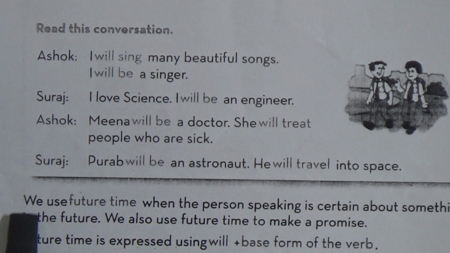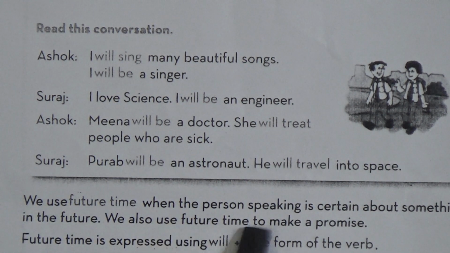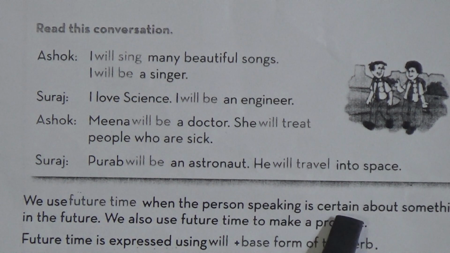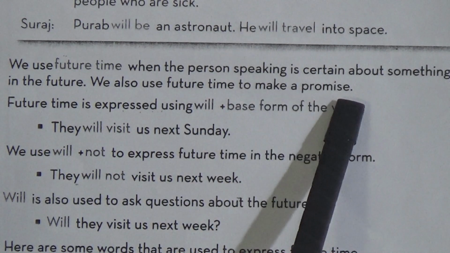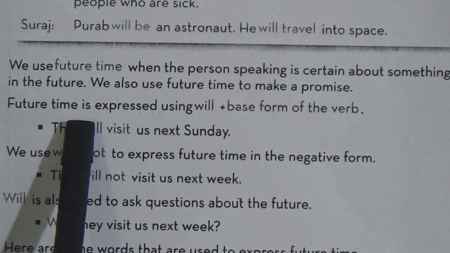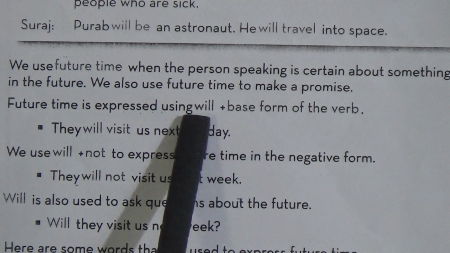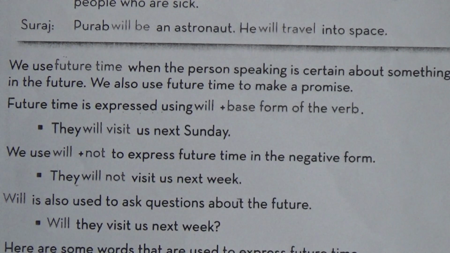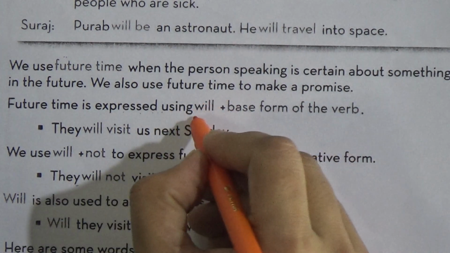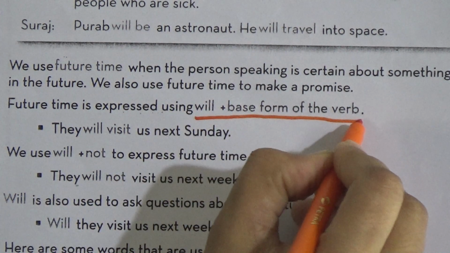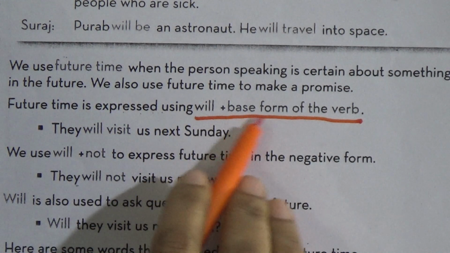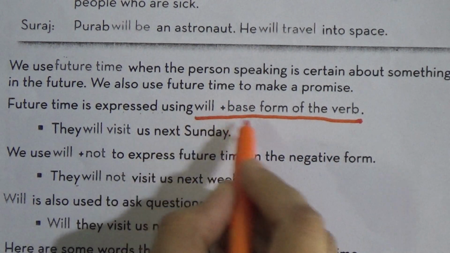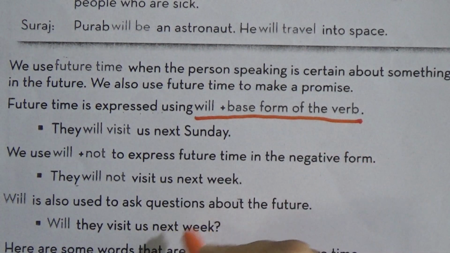Okay, now let's see. We use future time when the person speaking is certain about something in the future. We also use future time to make a promise. Future time is expressed using will plus base form of the verb. My dear students, be careful, follow this one. Future time is expressed using will plus base form of the verb.